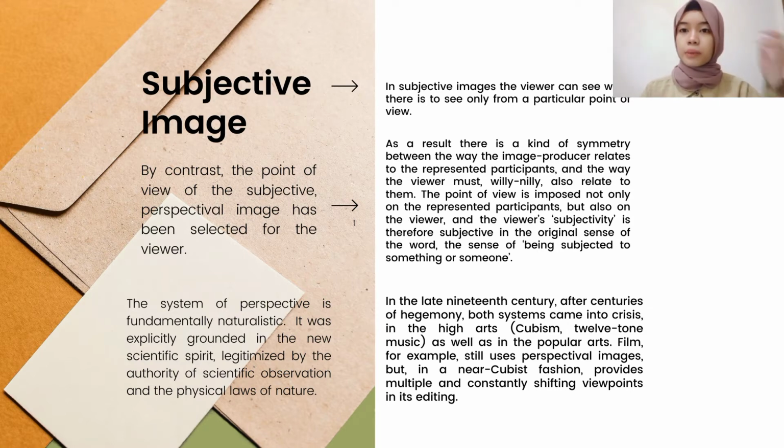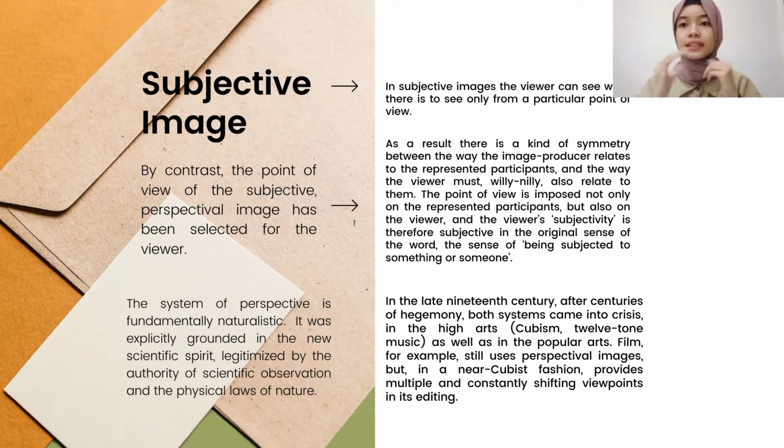The system of perspective is fundamentally naturalistic. It developed in a period in which the world of nature was no longer seen as manifesting a divine order, but as an autonomous and ultimately meaningless order whose law, legitimized by the authority of scientific observation and the physical laws of nature.